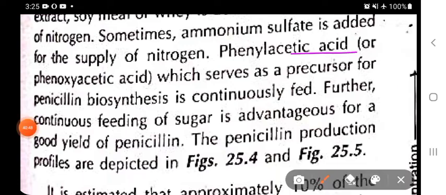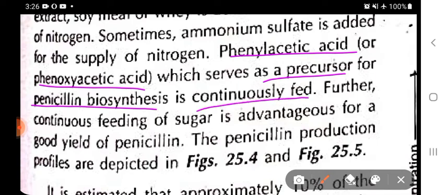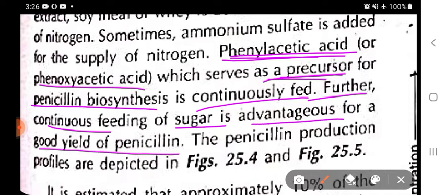Phenyl acetic acid or phenoxyacetic acid serves as a precursor for penicillin biosynthesis, which can be continuously fed. That means you can go for a continuous fermentation process where we continuously add it at a suitable concentration. Phenyl acetic acid serves as a precursor molecule, or initiator molecule, for your penicillin biosynthesis. Further, continuous feeding of sugar is advantageous for a good yield of penicillin.